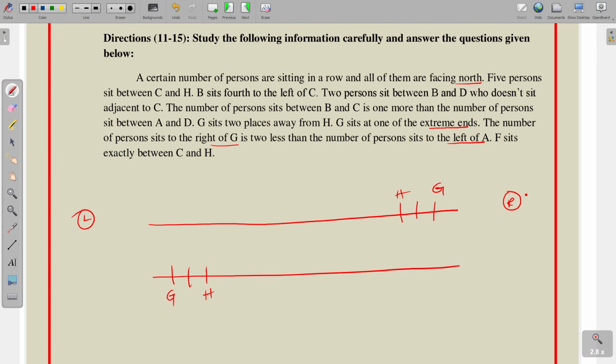And next, number of persons sit to the right of G is 2 less than the number of persons sit to the left of A. So right of G is 2 less than the number of persons sit to the left of A, in the sense here right of G there is no person, then left of A, that is 2 persons are there. Okay. Next, here right of G we do not know how many persons are there. Next, left of A, that there are 2 persons more than.